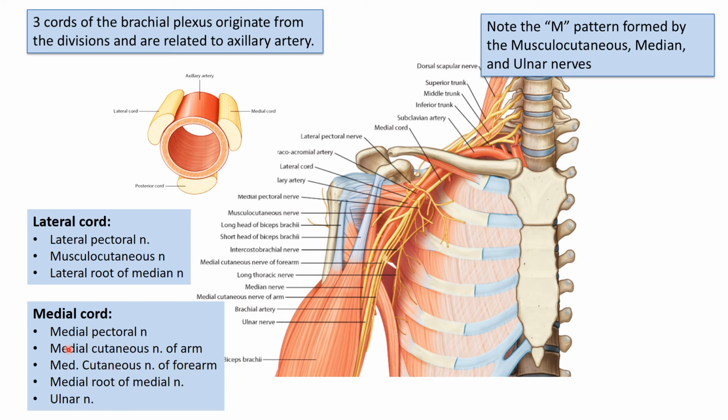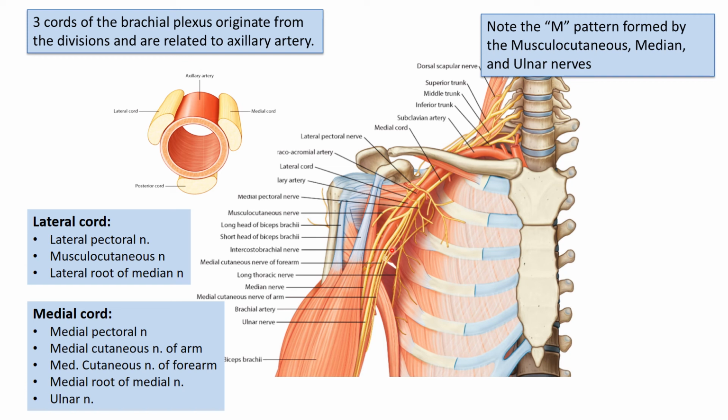Why medial at the beginning? Because both of them arise from the medial cord of the brachial plexus. Remember, they are not named because they are medial to something. They are called medial because the medial in their name indicates that they are coming from the medial cord of the brachial plexus. Again, medial cutaneous nerve of the arm, and you will see two cutaneous nerves here.